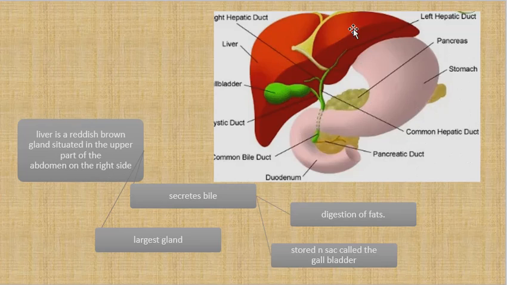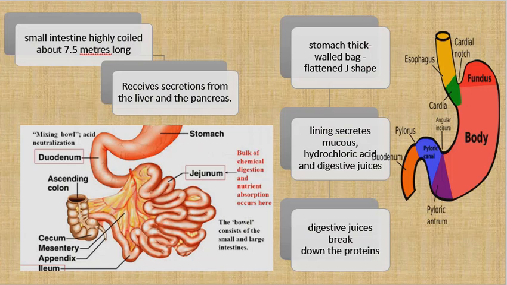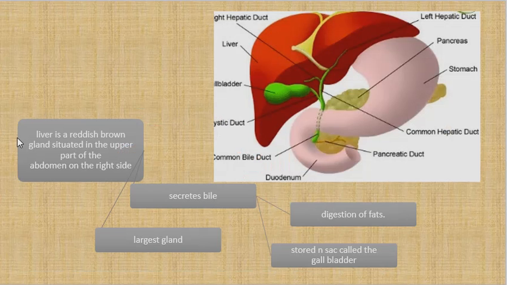The liver is a reddish brown gland. It's a very large gland. It secretes bile. What is special about the bile? Bile helps in digestion of fats. Now we have seen the digestive juices of the stomach help in breaking down proteins. Bile helps in digestion of the fats.